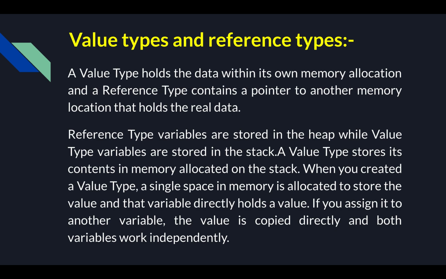So, reference type variables are stored in a heap and value type variables are stored in a stack. We are going to discuss what a stack and a heap are. Also, a value type stores its content in memory allocated in the stack. When you create a value type, a single space in memory is allocated. Remember, a value type is much faster than a reference type because it contains the original data.